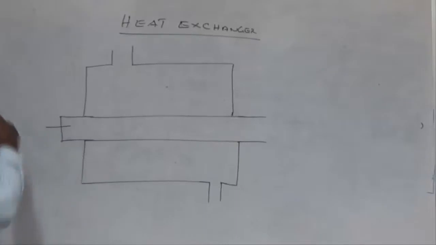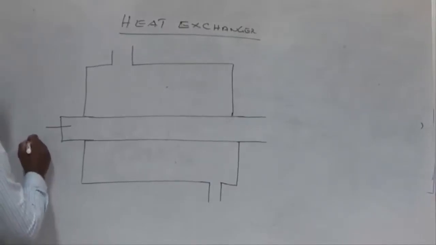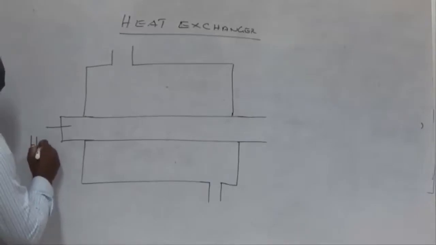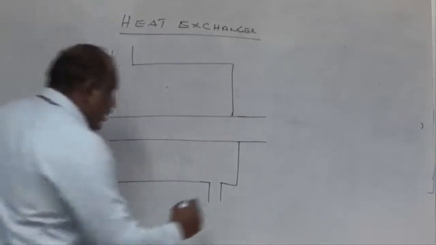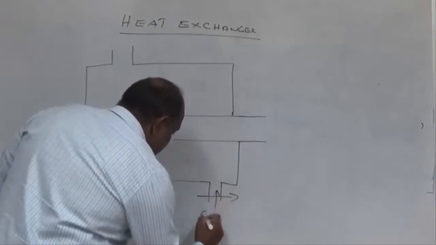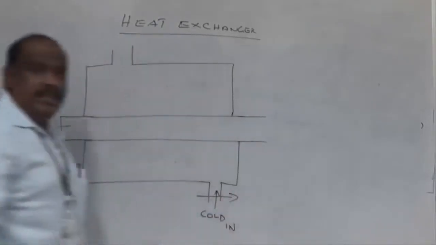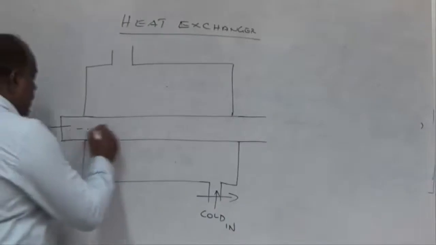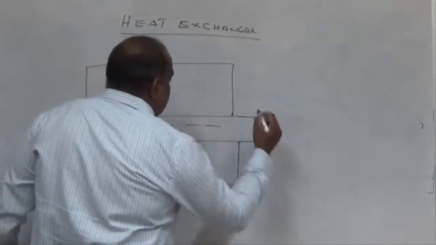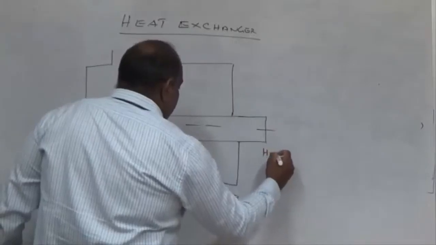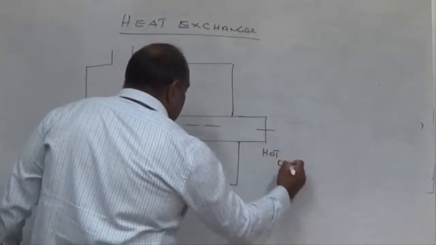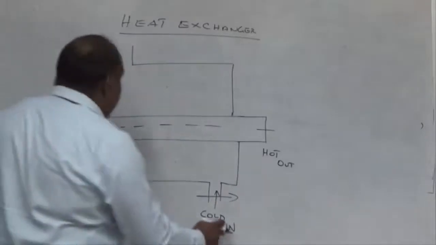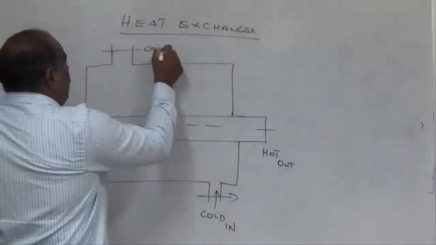Now, from this end, let us say hot fluid 1 is coming. Here, I am going to send the cold fluid, cold in. Now the hot fluid is going from left to right. It is going to pass. Let us say this is section 2. It is hot fluid at exit. I will put a hot out. Here I will put a hot in. Here I will put cold in, and here what becomes cold out.